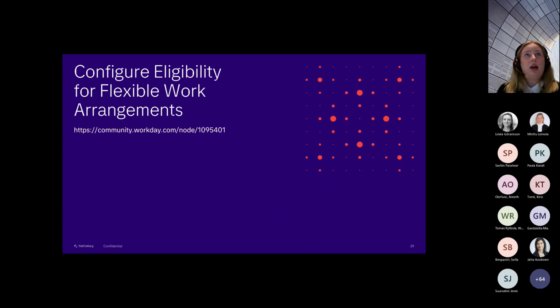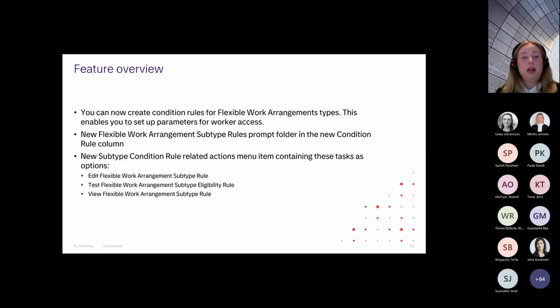Next up, we have the configure eligibility for flexible work arrangements. You can now create condition rules for flexible work arrangement types. This enables you to set up parameters for work access. Workday will create the maintain flexible work arrangement types task with a new condition rule column. Within the prompts of the column, they enable you to create condition rules for flexible work arrangement subtypes by delivering this new create flexible work arrangement subtype rule task, which is secured to the setup flexible work arrangements domain.